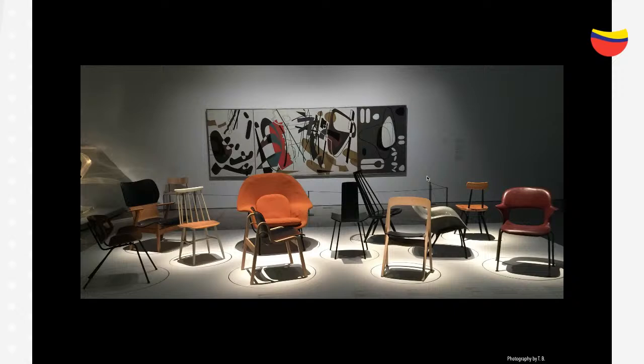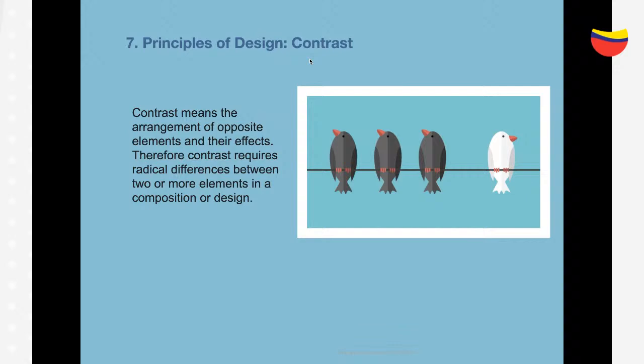furniture. Now, the seven principles of design. Contrast. Contrast means the arrangement of opposite elements and their effects. Therefore, contrast requires radical differences between two or more elements in a composition or design. Here, there are birds, the same size. Okay, this is not a contrast. They're all the same size-wise. Okay, this could have been bigger, the other one could be smaller, for instance, but these are black and this is white, and these are looking at the left, this is looking at the right, so this is the contrast that we can see.